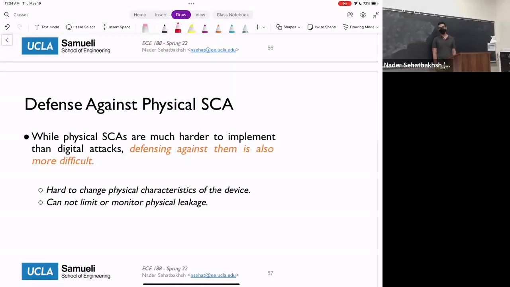We're talking about the fact that because of the switching, for example, there is an electric emanation. Or because of the switching, there's a change in power. Or because of the movement of some parts, there are some acoustic signals. Or because the temperature goes up, there is a temperature side channel. So it's hard to change the physics of the system, and you cannot really limit or eliminate specific physical characteristics. Defending against them is fundamentally different. You cannot eliminate them the way that you could have eliminated, for example, digital attacks.